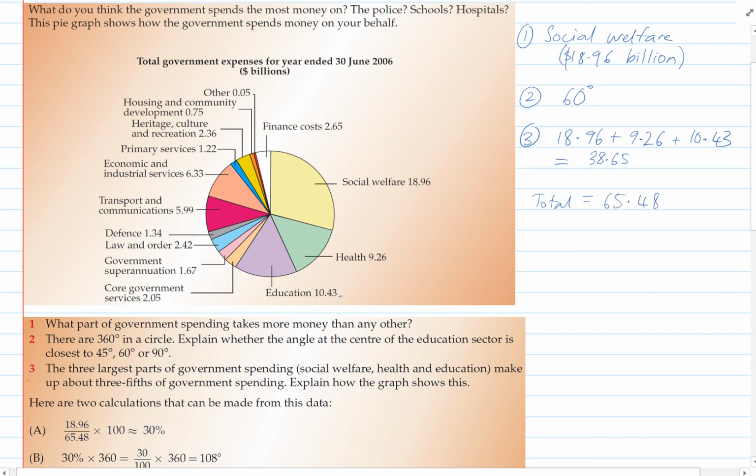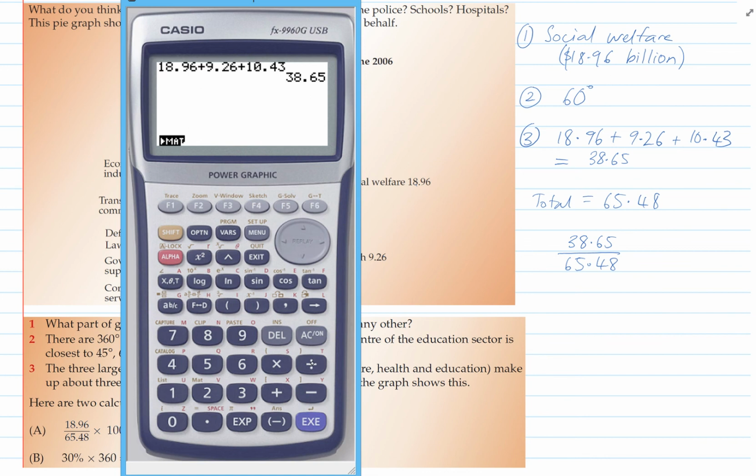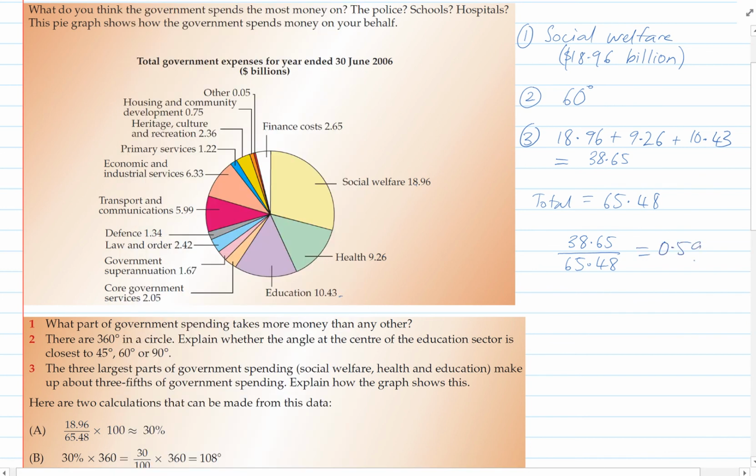65.48. And so if we're wanting to show that it makes up 3/5, then we want to write our amount as a fraction. And so let's go 38.65 and divide that by 65.48. So I need a calculator for that. So divided by 65.48, and that gives us a decimal of 0.59. So let's compare that to 3/5. So for 3/5, that's 0.6, and we can see here that these are very close to each other. So we can just say these fractions are close, and that's enough for our evidence.